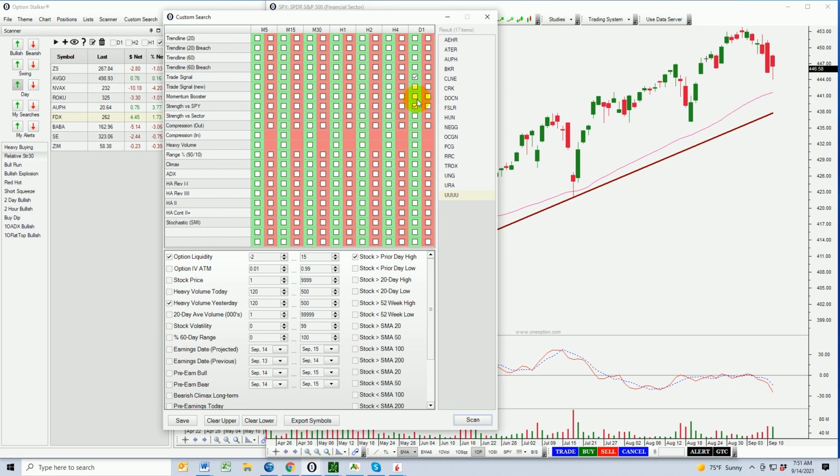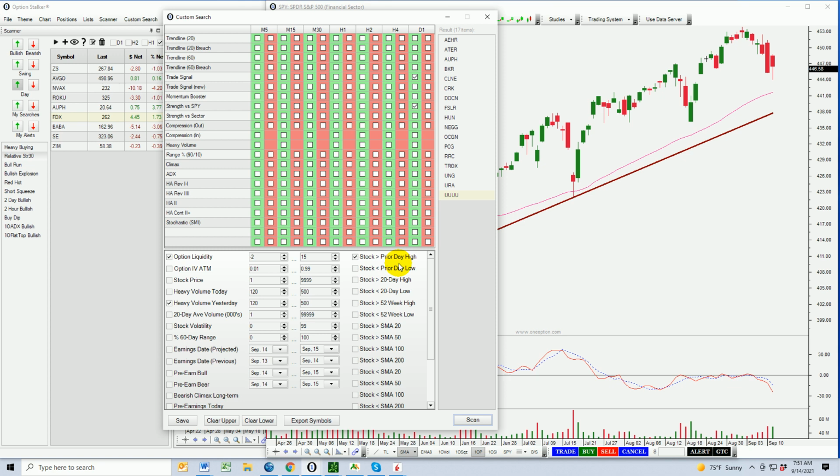So I'm going to go down to the D1 and I'm going to look for stocks that are strong relative to the S&P 500. This is one of the key criteria that we use. Good option liquidity, also important. Heavy volume yesterday? Absolutely. I want to see stocks that are breaking through technical resistance on heavy volume. Stock greater than prior day's high.